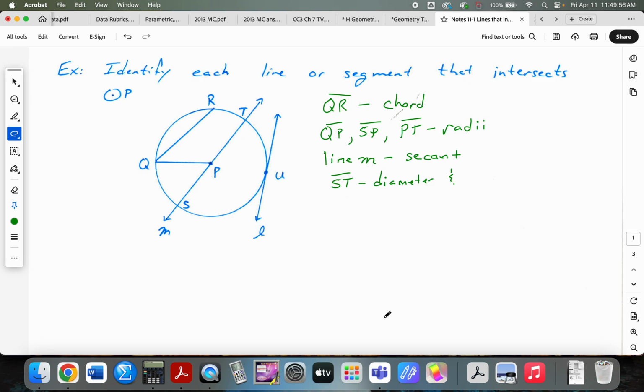I think someone said it, but they said it quietly. What? It's a chord. A diameter is always a chord because its endpoints are on the circle. All right, what about line L? What is it? It's a tangent.